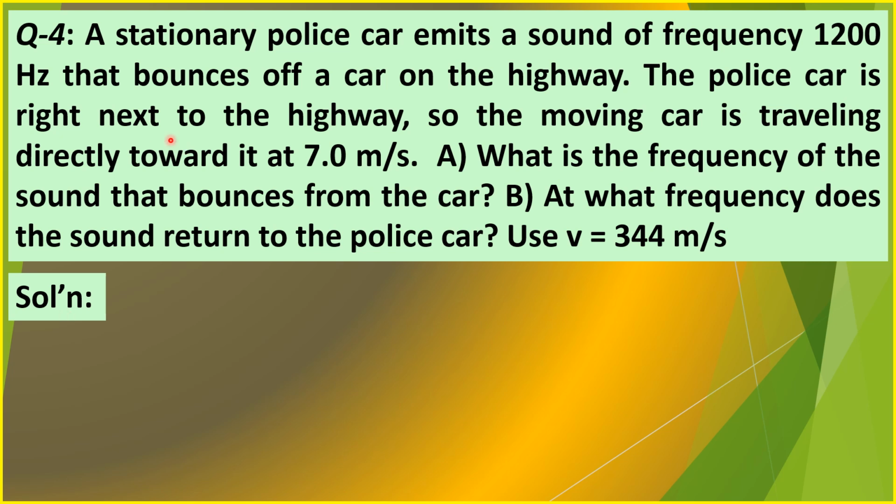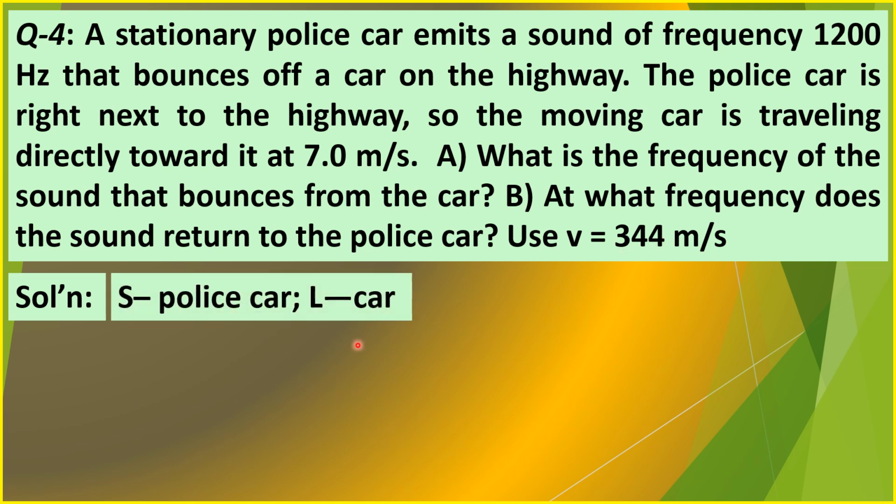For our last question, question number 4. A stationary police car emits a sound of frequency 1200 Hz that bounces off a car on the highway. The police car is right next to the highway, so the moving car is traveling directly towards it at 7.0 meters per second. Question letter A: What is the frequency of the sound that bounces from the car? Question letter B: At what frequency does the sound return to the police car? Use V equals 344 meters per second as the speed of sound in the area.